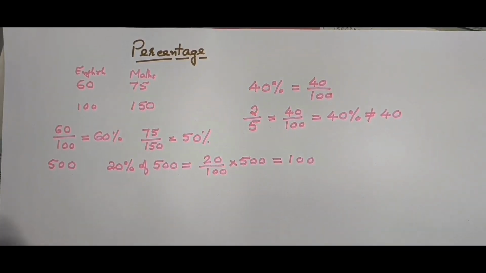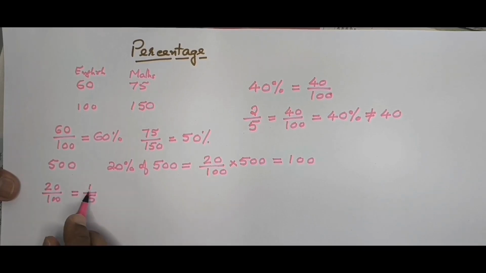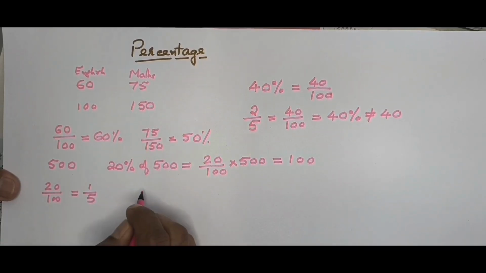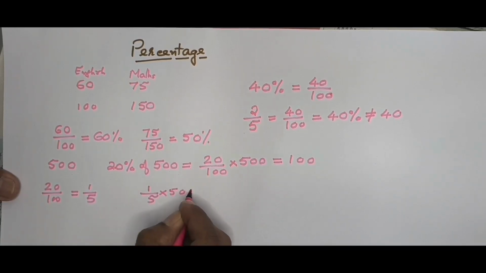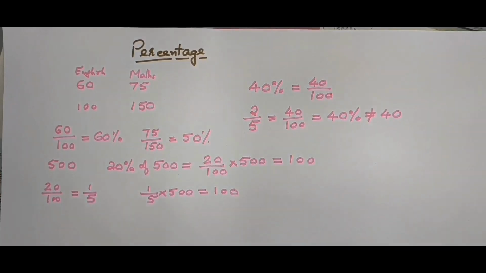I hope all of you know how to find out percentage of a certain number. There are some simple techniques to find the percentage of any number. For example, in this case, 20% is 20 divided by 100. That is the same as 1 over 5. So to find out 20% of 500, you can find out 1/5 of 500. And that's equal to 100.